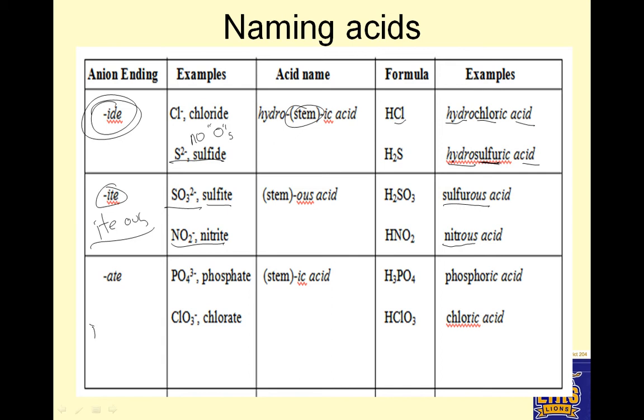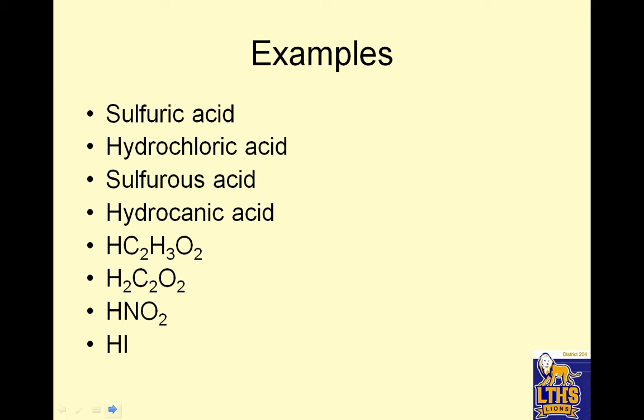Ate, I remember ic, I ate it. Phosphate becomes phosphoric acid. Chlorate becomes chloric acid. Examples. Sulfuric acid. Ic, I ate it. That means it comes from sulfate. Sulfate, from your ion sheet, is SO4 negative 2. To make it an acid, I need to add H positives. I need to add two of them. H2SO4. See how that works? It takes two H's to balance that out.